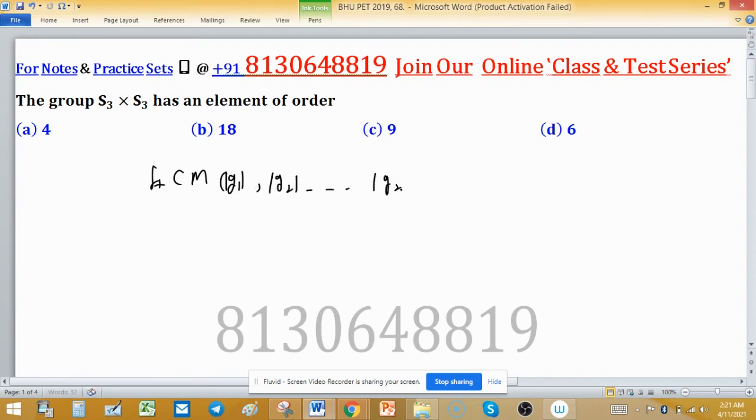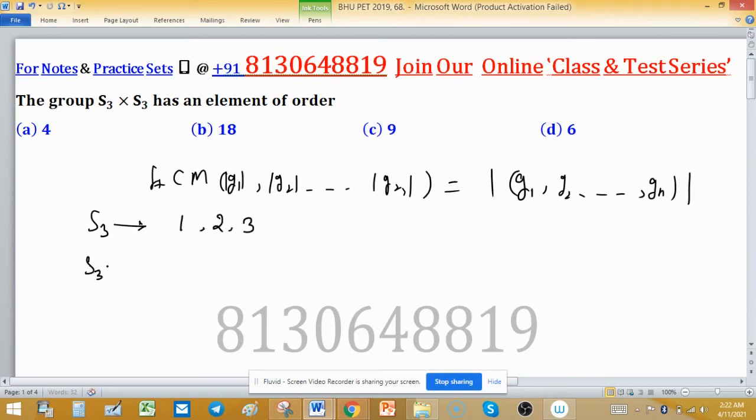So the order of an element (g1, g2, and so on up to gn) is the LCM of the individual orders of the components. We know that S3 has elements of order 1, 2, 3. So S3 cross S3 will have an element, suppose this is (A, B), then the order of this element will be the LCM of the possible order of A and the possible order of B.